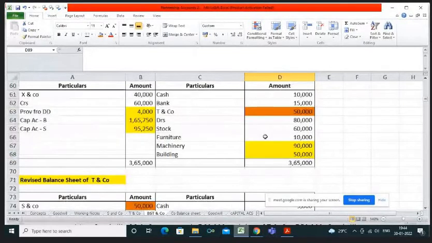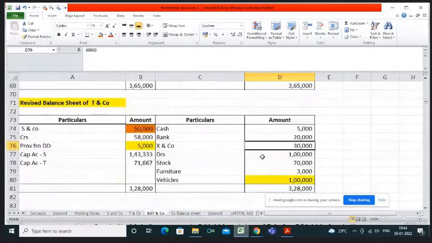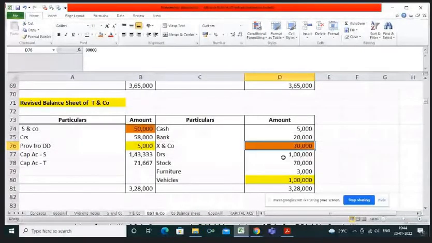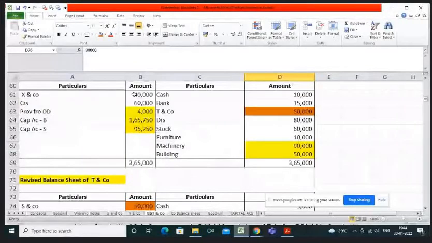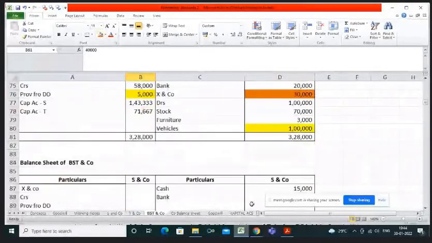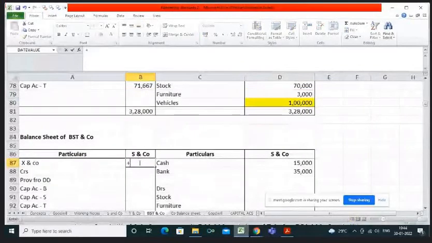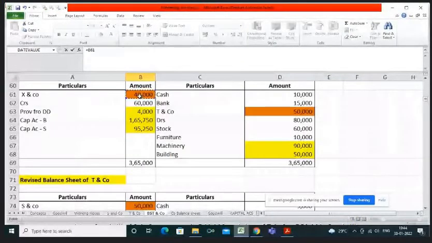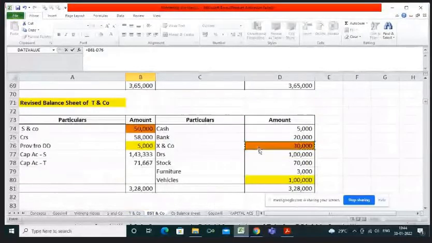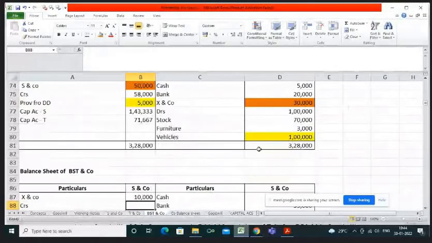Then the next line item is X and Co, 30,000. Will it be there? No. This also will not be there because we have an asset of 30,000 and a liability of 40,000 here. So the net liability will be here. I will show plus 40,000 minus 30,000 here. So a net liability of 10,000 here.